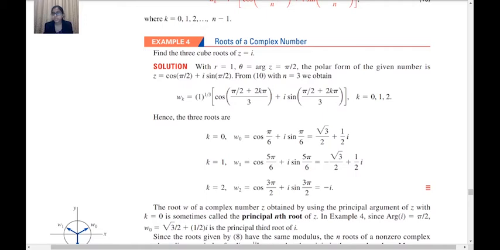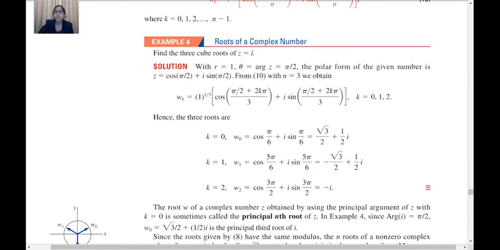That will be nothing but tan inverse of y by x. And we have done in the previous lectures that the argument of the complex number i is nothing but pi by 2. So what will be the polar form? Since r is 1, z is equal to cos pi by 2 plus i sin pi by 2. Okay, so once we know the polar form of the given complex number, we can easily convert any complex number into the polar form.